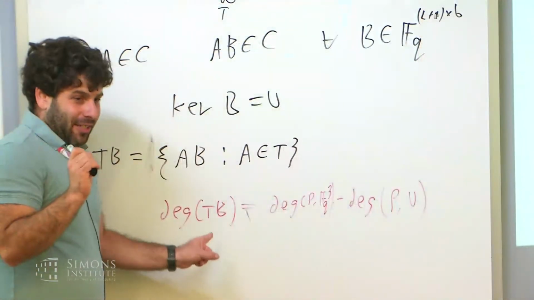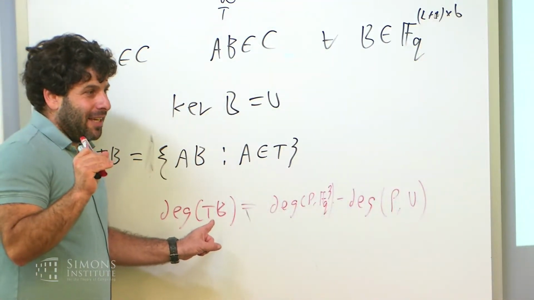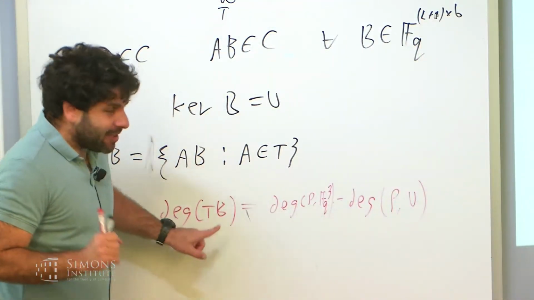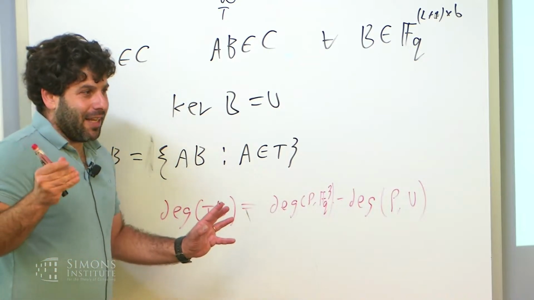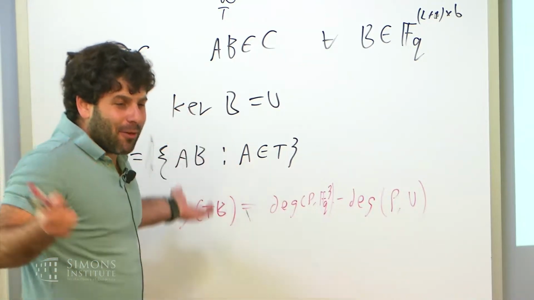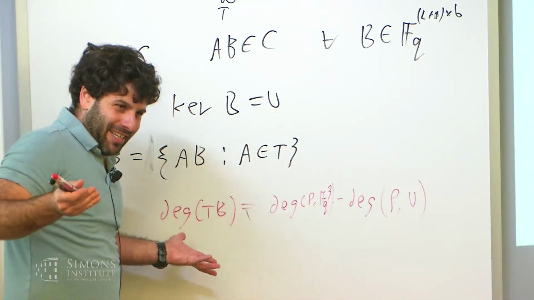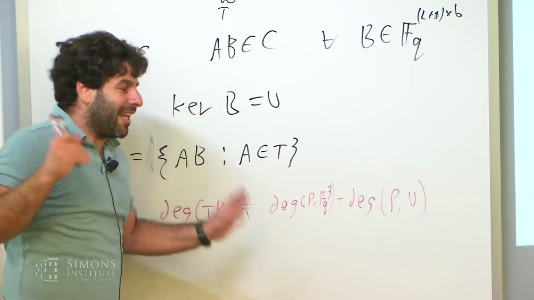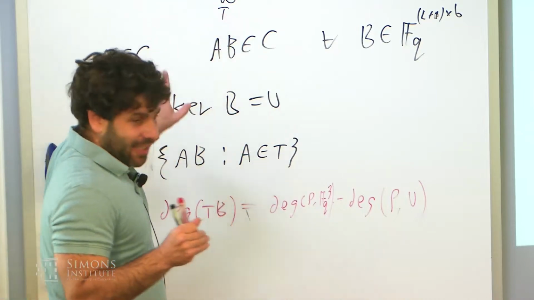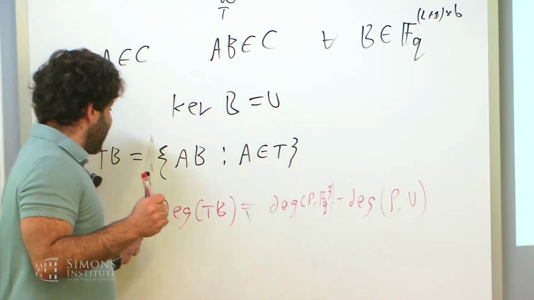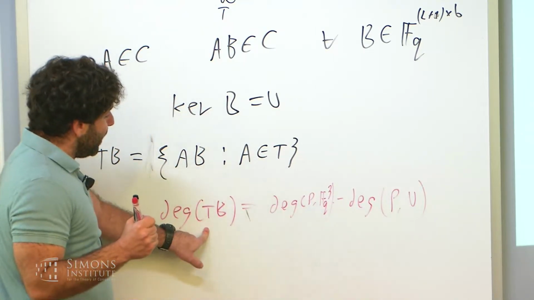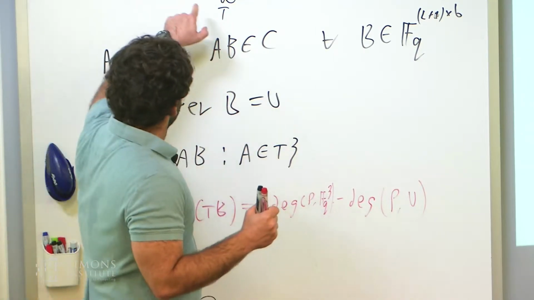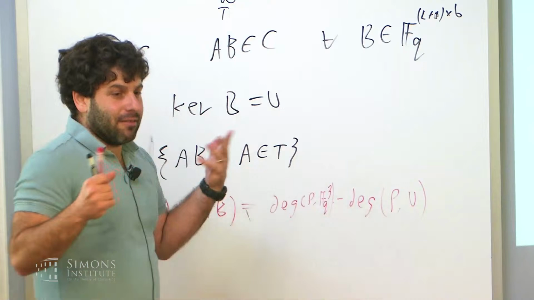But the point here is that the degree is still going to be defined as the number of degrees of freedom minus the number of constraints. The intuition for what degree means is still the same: degrees of freedom minus constraints. So the degree of TB is going to be the degree of this minus the degree of this, so it's going to be negative.